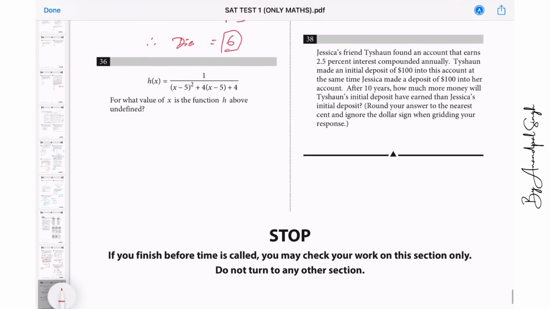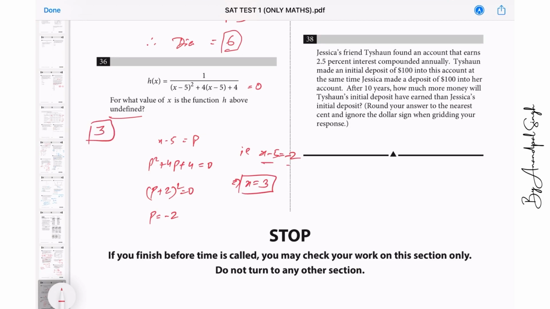Next question, question number 36. What is the value of x for which the function is undefined? For the function to be undefined, the denominator should be equal to 0. Let us put x minus 5 equals p. It means p square plus 4p plus 4 equals 0. So p plus 2 whole square equals 0, which implies p equals minus 2. That is x minus 5 equals minus 2. It implies x equals 5 minus 2, that is 3. We just added 5 on both sides of the last equation and we get x equals 3, right?